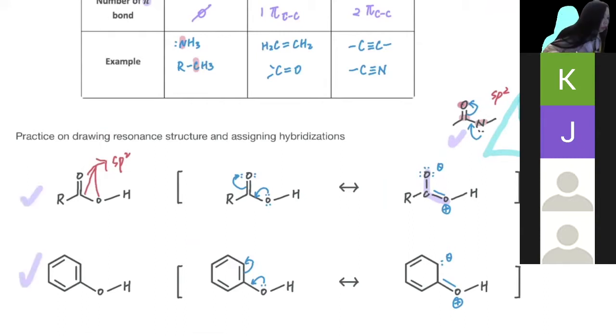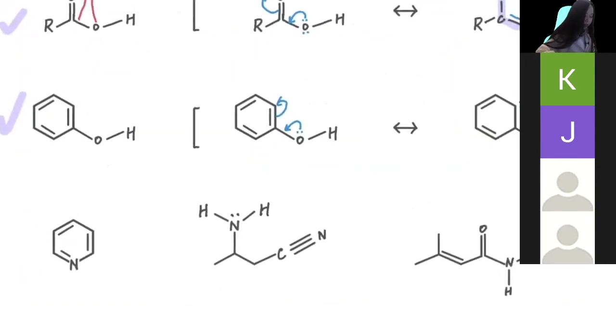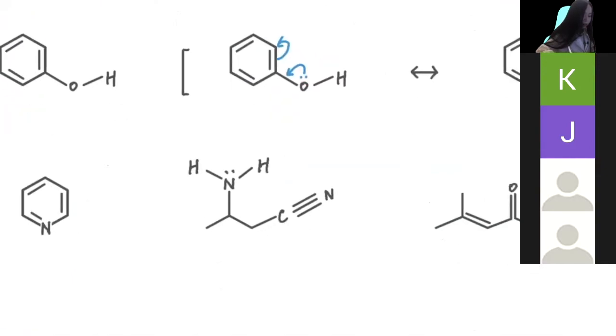Do we have to assign hybridization to the R group in the first example? You don't. R just means I don't want to draw the rest of the thing. R means that it doesn't matter. Okay, so any more questions about this? I think you can assign the hybridization of these three by yourself.